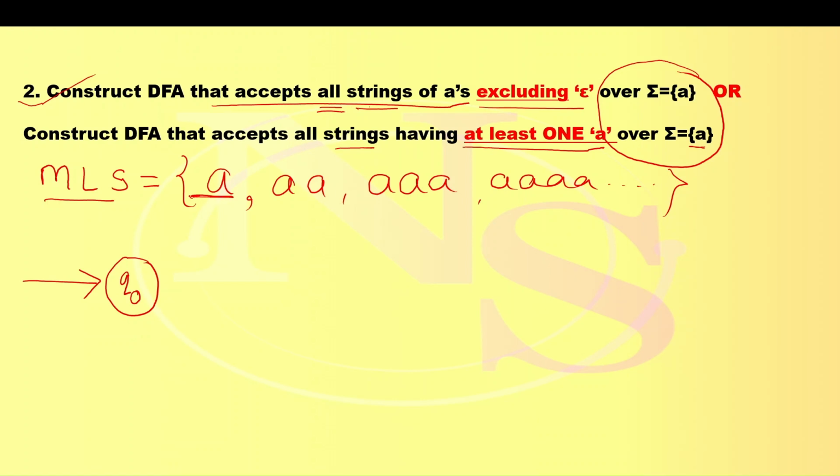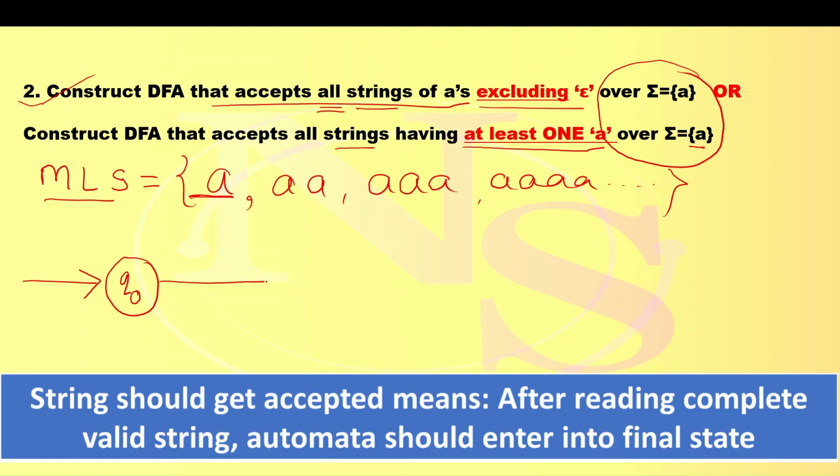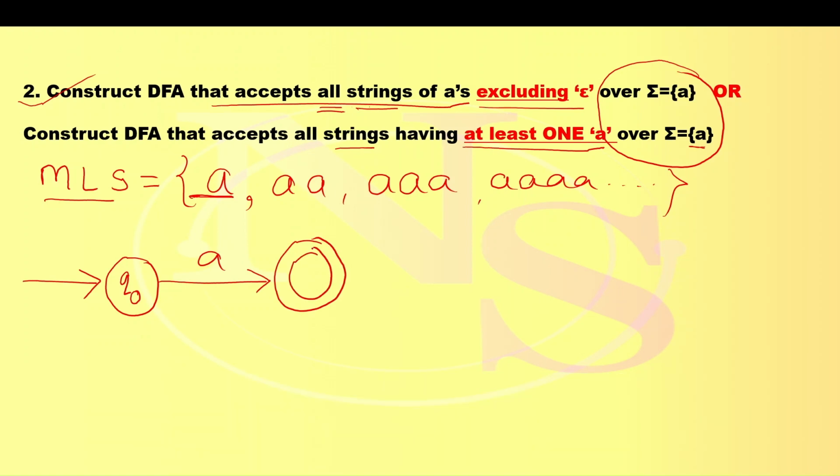First, the minimum length string A. As this is a valid string, it should get accepted by the DFA. It means that by reading A, the automata should reach the final state. That's the meaning of a valid string. By reading A, the automata should reach the final state. Now A is accepted by the automata as it reaches the final state.